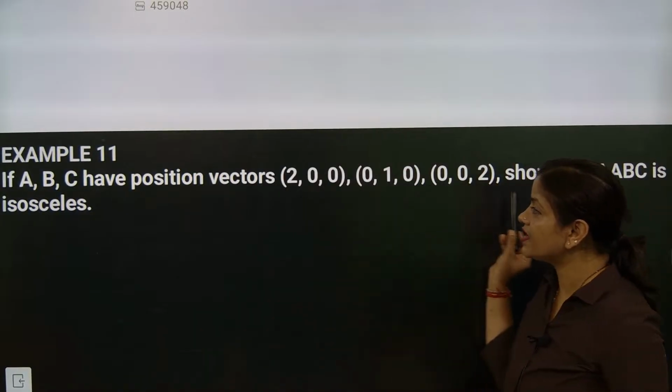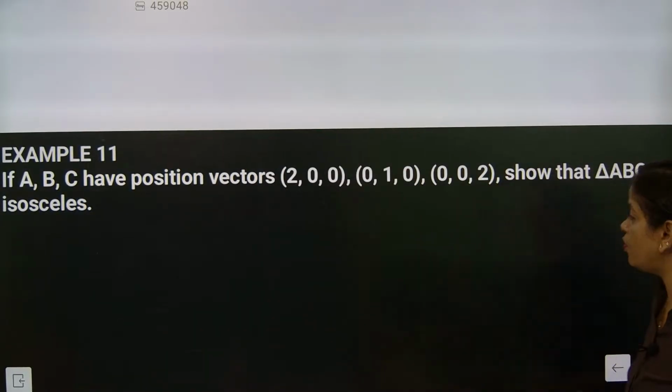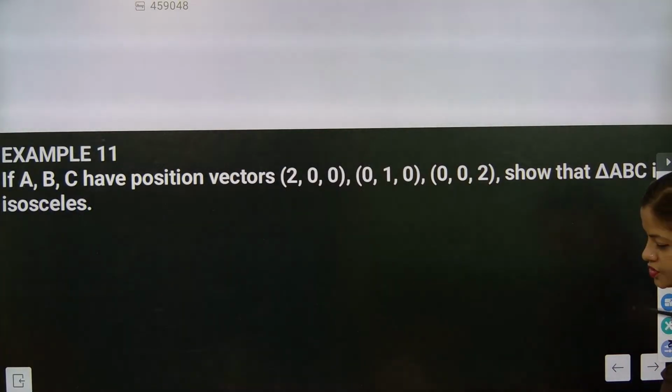This is the position vector they are asking with us. So this part will become OA. I'm just going to close this section.